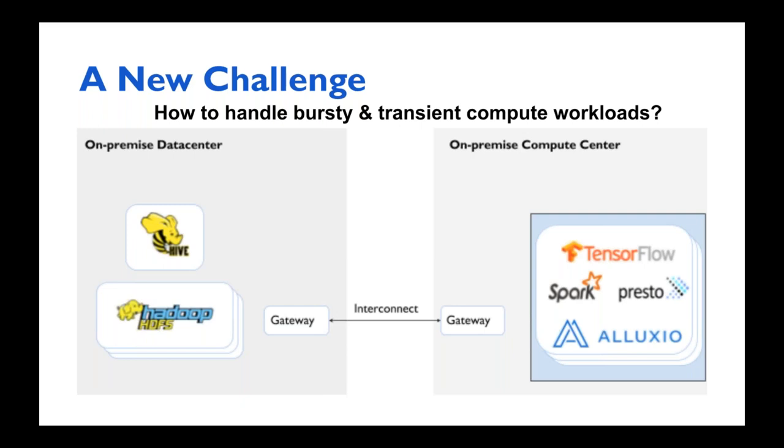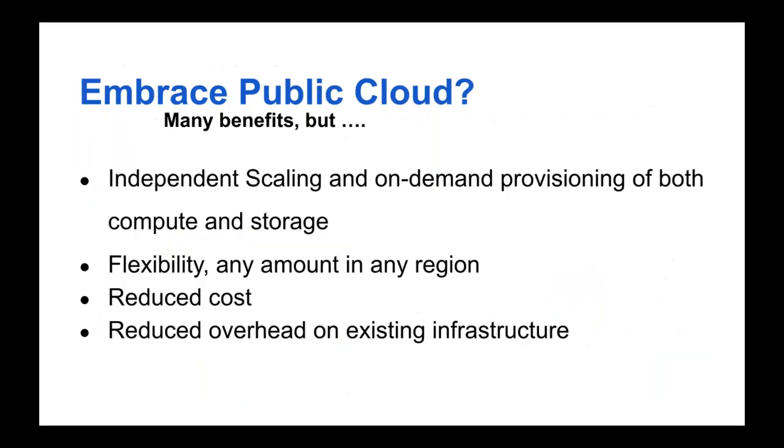So for those new requirements, instead of putting them directly into our on-premise compute center, maybe we can use another way. That's why we think maybe we can embrace the public cloud. Considering you may want to build several compute centers, some with a service level agreement, some without, or you want to build a compute cluster temporarily just for your test workloads, then maybe we can embrace the public cloud.